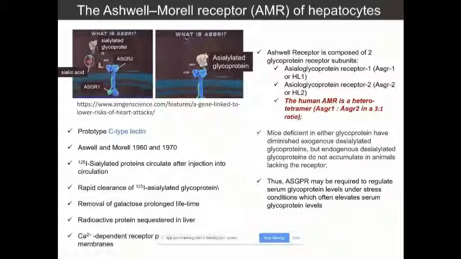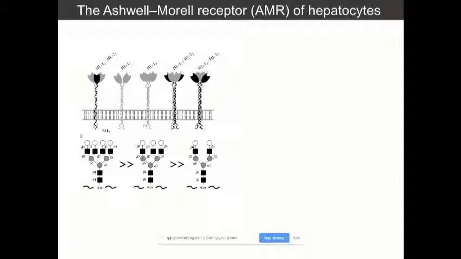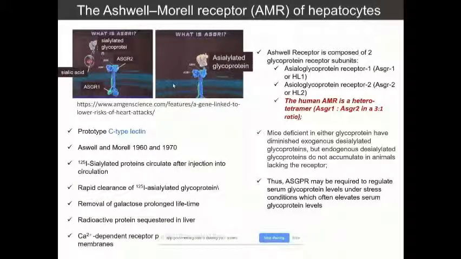So the Ashwell-Morell receptor has been identified, and I'll explain a bit more about how we came to be interested, or how investigation led into being really interested in this particular Ashwell-Morell receptor of hepatocytes, which is a rather unusual receptor.